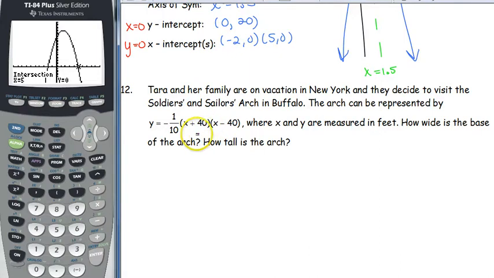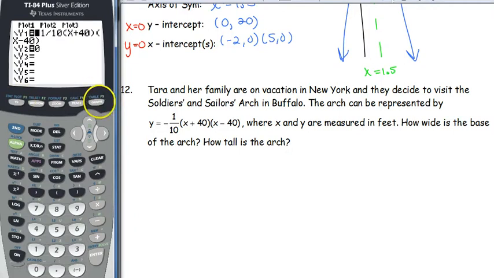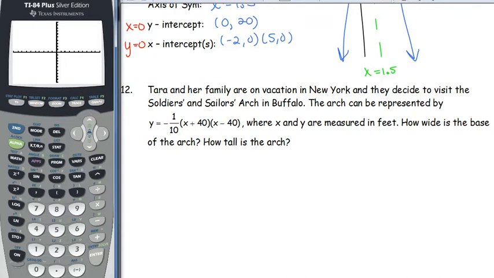So the first thing you want to do is get that into your calculator and see if you can get your window to work for you. So go ahead and press pause and see if you can get that. Alright, so I entered my equation in, and I see that I've got my -1/10, x plus 40, x minus 40. And when I graphed, I always change back to a standard window, so zoom 6. I don't see anything at all.